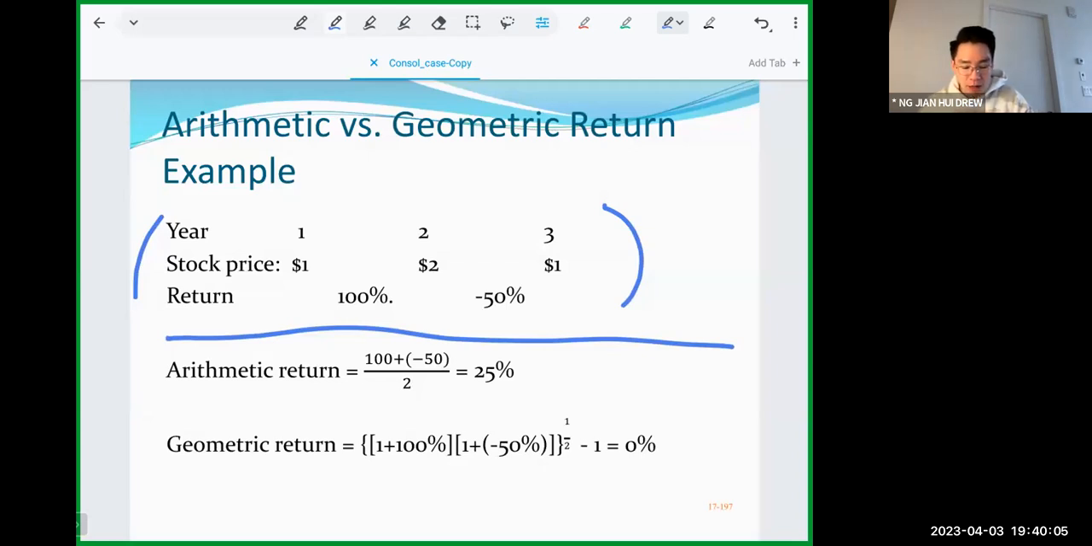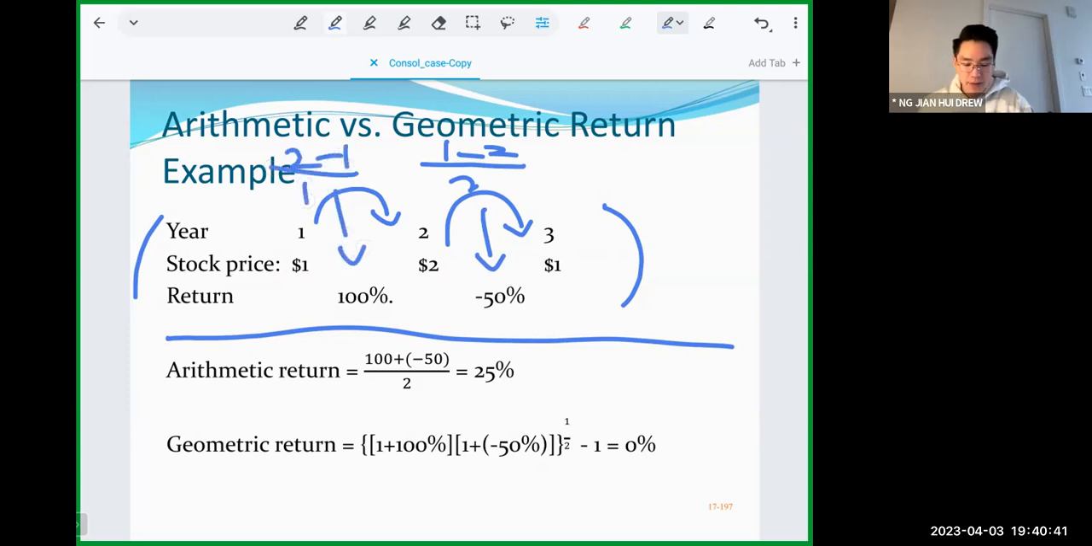Okay, but let's calculate the returns first, right? So we know that from year 1 to year 2, we have gained 100% returns. Now, from year 2 to year 3, what happens? The amount of money decreased by 50%, right? So the returns decrease by 50%. Remember how to calculate returns? Returns is the second year, so $1 minus $2 divided by $2, right? So that's how we get 50% here. And the 100% is $2 minus $1 divided by $1. That's how we get 100%.